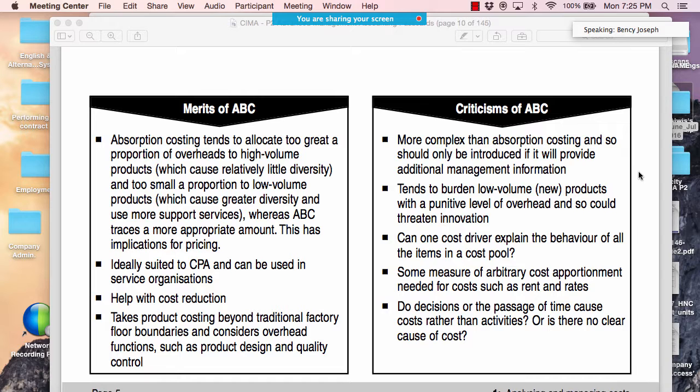No. Right. So you can see the criticisms of ABC: it is more complex, and it tends to burden low volume new products. So if you have low volume products, it's not all that great. Can one cost driver explain the behavior of all items in a cost pool? That's a good question. I have a cost driver, but that does not mean it is going to explain everything about that particular cost pool. So this is again a debatable point.